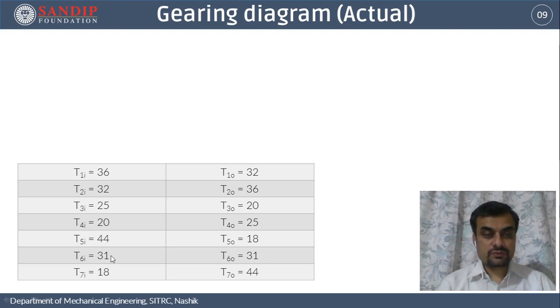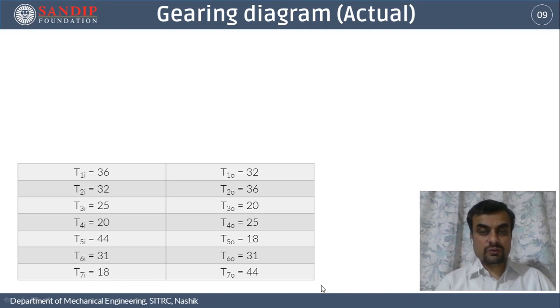To sort it out, the way out is very simple. Add this number of teeth, 44 plus 18, that is 62, and straight away divide it by 2. It comes out to be 31 and 31. So we are able to meet all the three guidelines properly. So this is how we can calculate number of teeth on all the wheels of the gearbox.